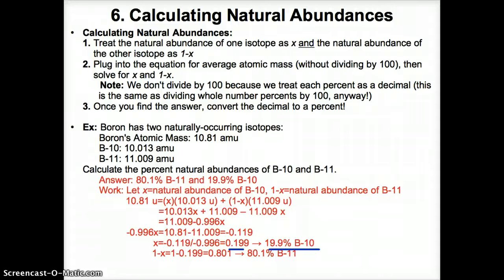For boron 11, we have an abundance of 1 minus x, or 1 minus 0.199, which equals 0.801 as boron 11's natural abundance. As a percent, boron 11's natural abundance is 80.1% boron 11. So our answer is boron 11's natural abundance is 80.1%, and boron 10's natural abundance is 19.9%.